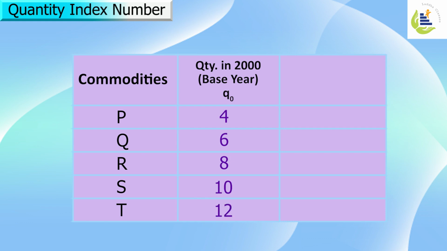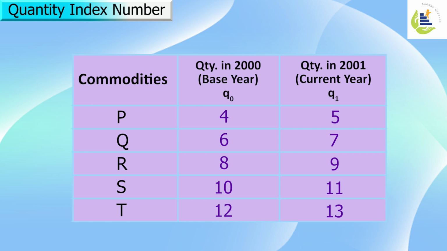In another column, there is quantity for current year. We will take this as year 2001. So quantity for current year can be represented as Q1. And these are 5, 7, 9, 11 and 13. So once we have the data with us, let us see how to calculate quantity index number.